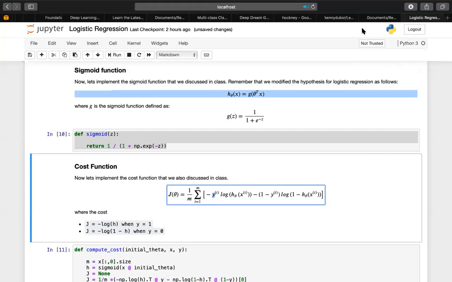Is it 1 minus X? 1 minus X? No. So when Y is equal to 1, look at the equation. Substitute Y is equal to 1 and see what happens.